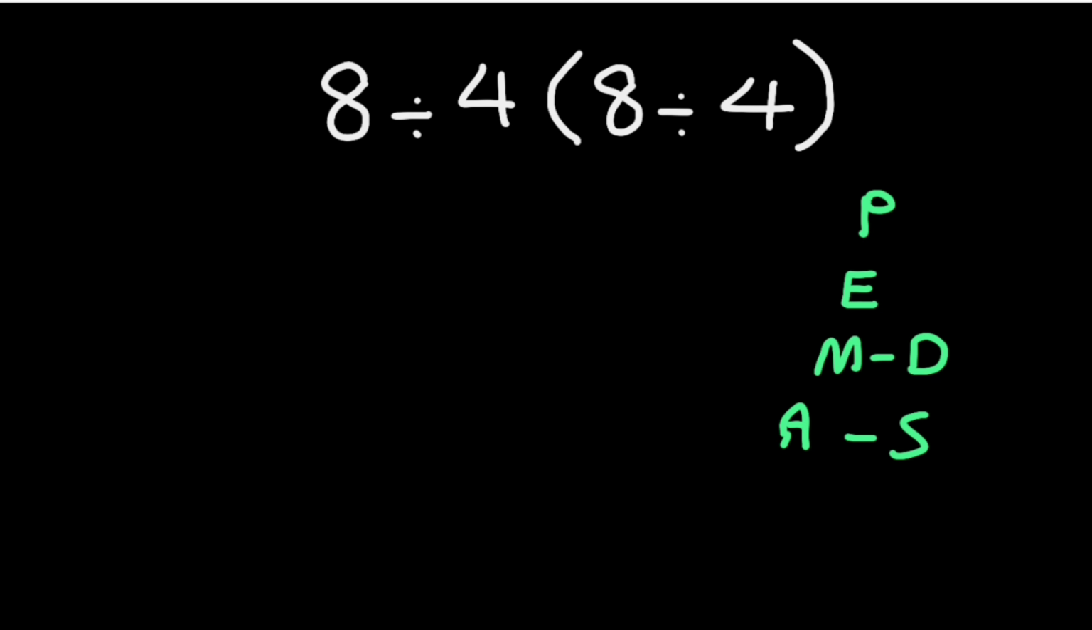Now according to the PEMDAS that is here in first step, we have one parenthesis that we have to solve first, not this multiplication and this division. If we do this multiplication and this division first, it is wrong. Now let's solve this parenthesis first. 8 divided by 4 equals 2.